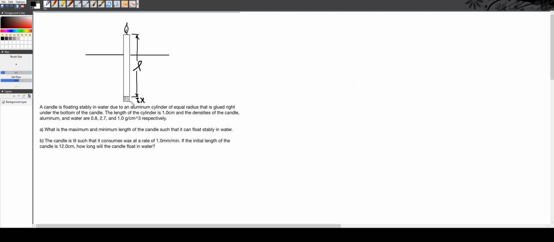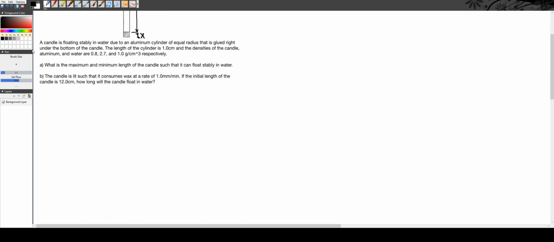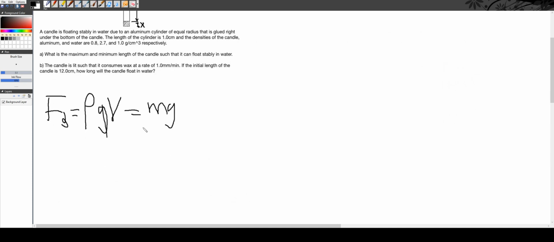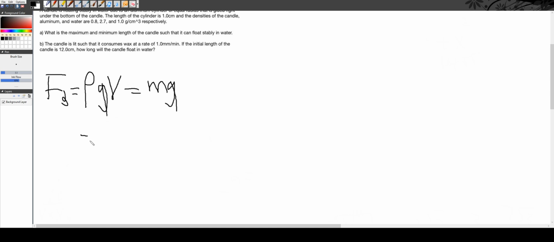So for the minimum length, that's pretty simple, right? Just set buoyant force equal to your total weight. You know the formula for buoyant force, right? It's just the density of the liquid it's displacing, so in this case water, times g, times the volume it displaces. You want to set buoyant force equal to your weight, so it's mg, total mass and total g. You can cancel the g right away, so we get rho V is equal to m.